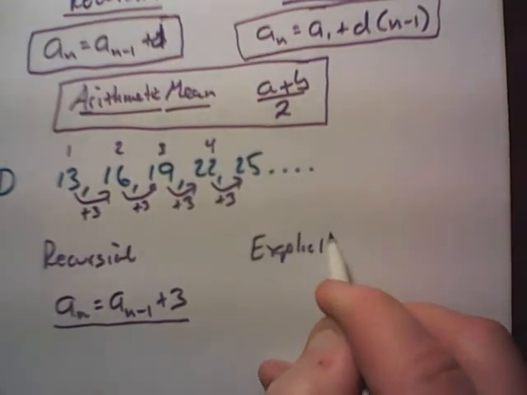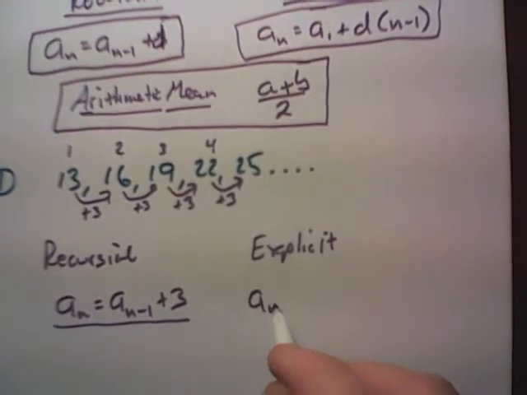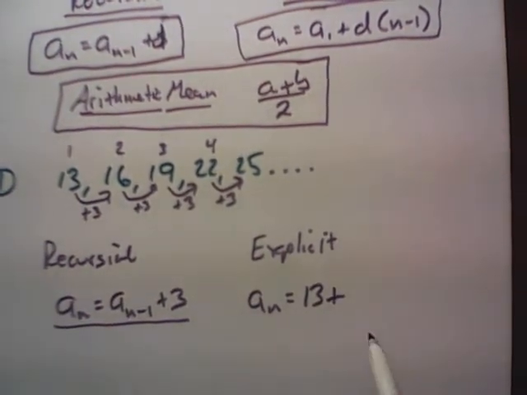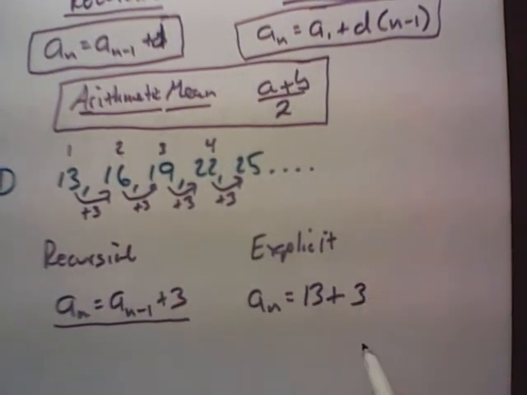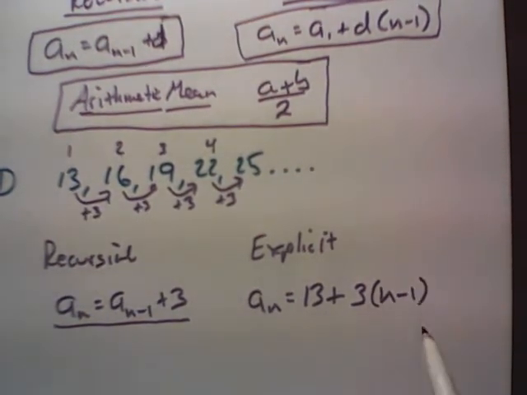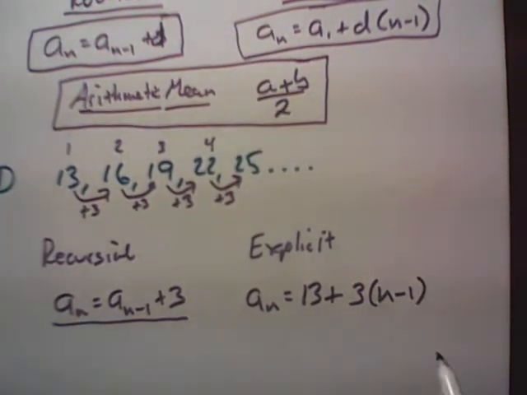An explicit formula is going to be a sub n equals our first term, which is 13. And we're going to add the common difference, which in this case is 3. But we're going to add 3 not n times, but n minus 1 number of times.